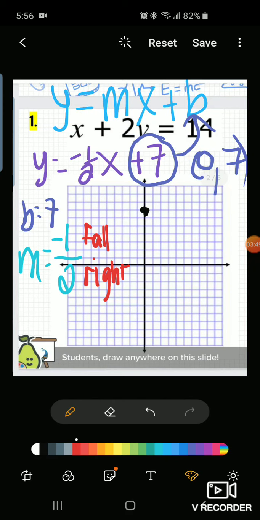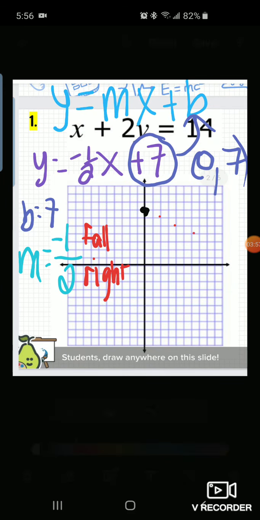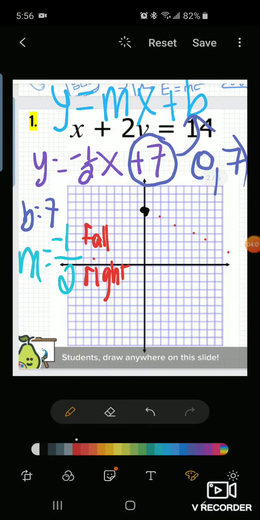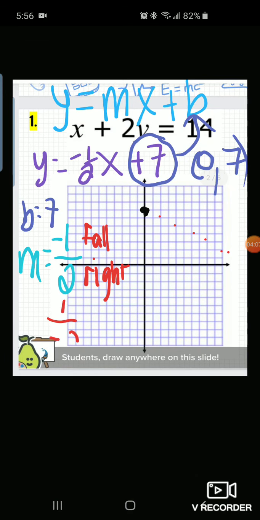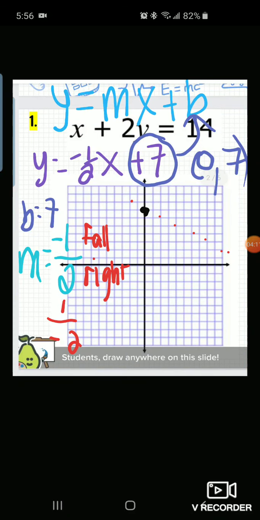So I'm going to go down 1 box from the point that I graphed, and I'm going to go right 2. Down 1, right 2. And you can follow that the entire way, or you can do the reverse. You can do positive 1 over negative 2, which means I would go up 1, but then I would have to go left 2. Up 1 and left 2.